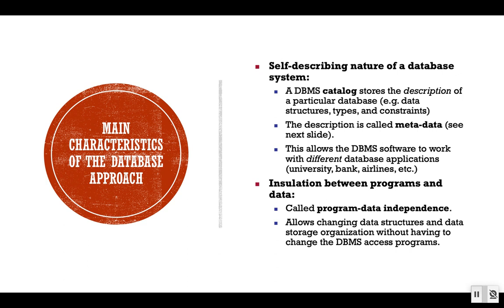And as we said, a database stores the list of data and also database contents, the programs and applications by which we access the DBMS software, and the DBMS software uses the data. Now, the database system keeps the program and the data independent. It allows changes to the data structure and data storage organization without having to change the DBMS access programs.